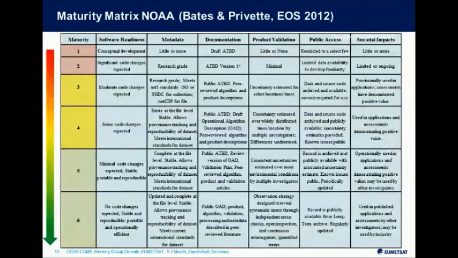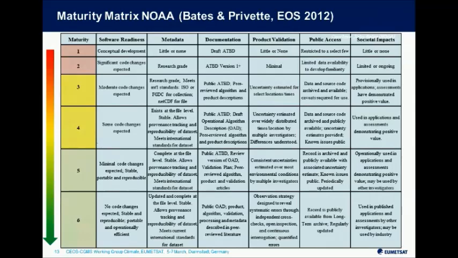So we started this work from an existing framework given in Bates and Privette in this EOS article in 2012. There, the maturity matrix looks like this. They have software readiness, metadata, documentation, product validation, public access, and societal impacts. And the maturity goes from 1 to 6.